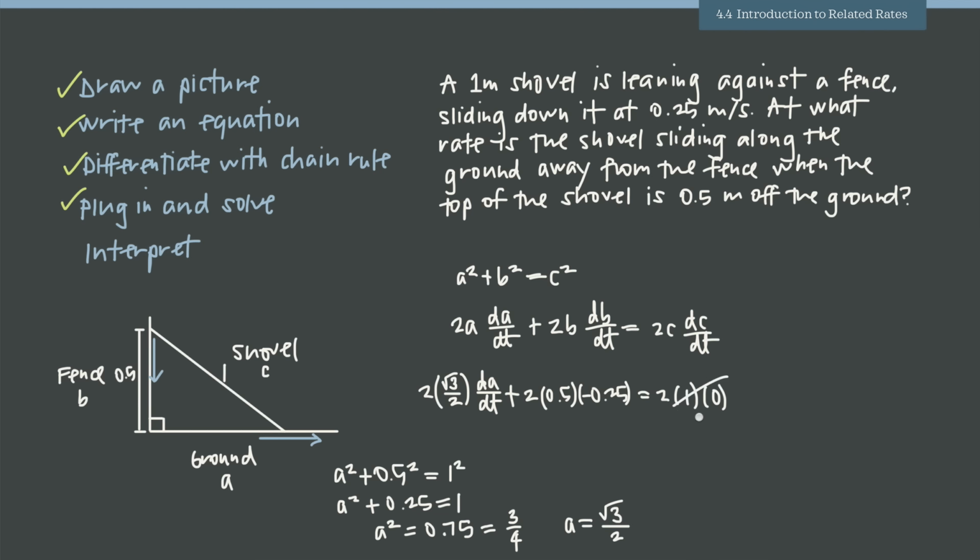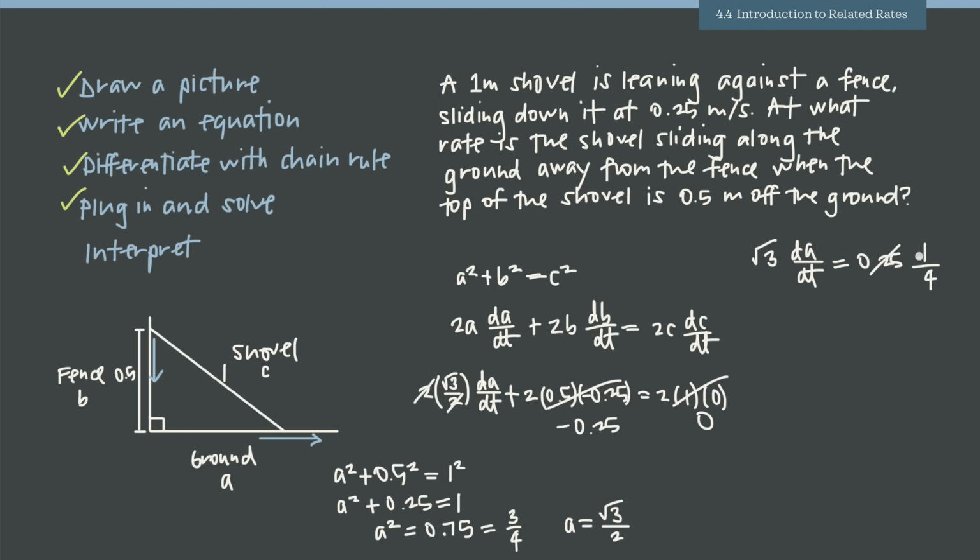So over here on the right, we're going to get 0. Here, 2 times 0.5 is 1. So we end up here with negative 0.25. Over here on the left, we get 2 in the numerator to cancel with 2 in the denominator. So if we add this 0.25 to both sides, we end up with root 3 dA over dt equals 0.25, or we could rewrite this as 1/4.